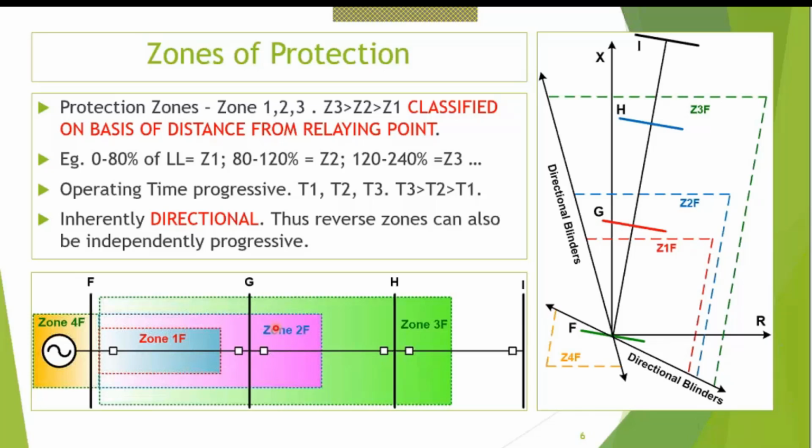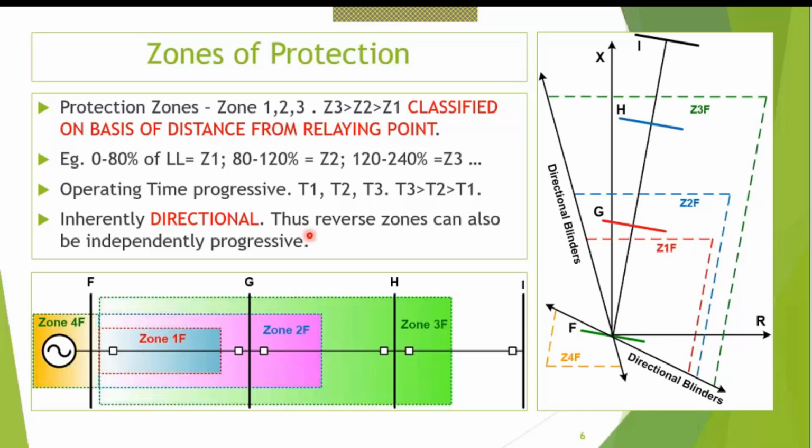selective protection. Now this one is self-explanatory. Operating time will be progressive. T1, T2, T3 are the timings of zone 1, zone 2, zone 3, with the zone 3 tripping time being more than the zone 2 tripping time, being more than the zone 1 tripping time. It is inherently directional.